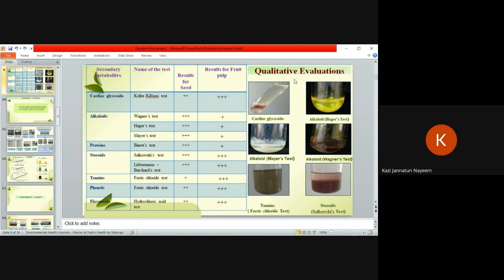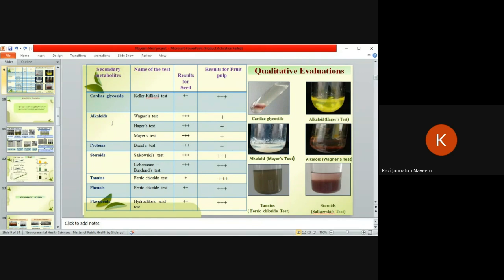Some qualitative tests I evaluated through these methods: cardiac glycoside, alkaloid, protein, steroid, tannin, phenol, and flavonoids. Cardiac glycoside I evaluated through the Keller-Kiliani test, and the result came positive. A triple plus means it is more prominent in the fruit pulp extract than in the seeds.